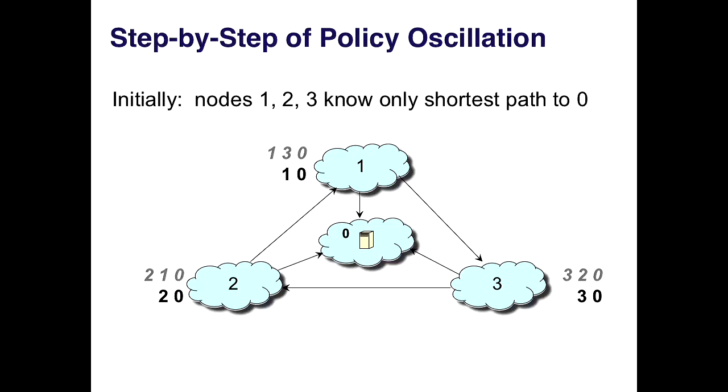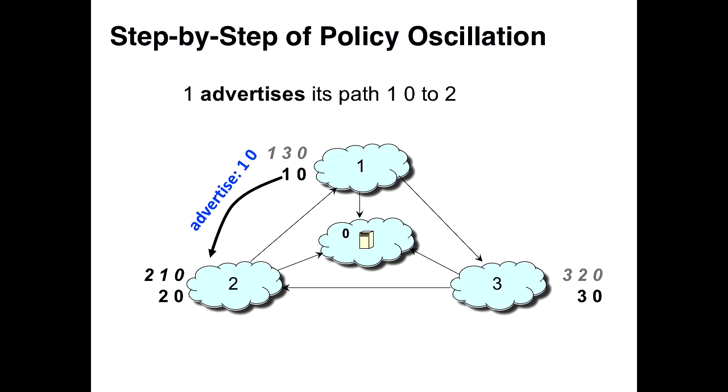Okay? So if you look at what happens now, let's say at the beginning of time, everyone only knows their direct route. So 1 thinks it's going to go 1, 0, 2 thinks it's going to go 2, 0, 3 thinks it's going to go 3, 0. Now let's say 1 advertises this route 1, 0 to 2. Okay? So what route is 2 now going to pick? AS2 has 2 options, 2, 1, 0 or 2, 0.